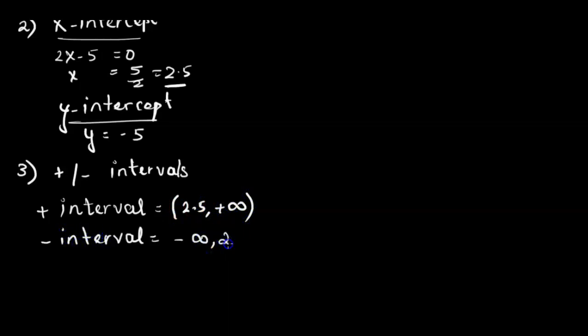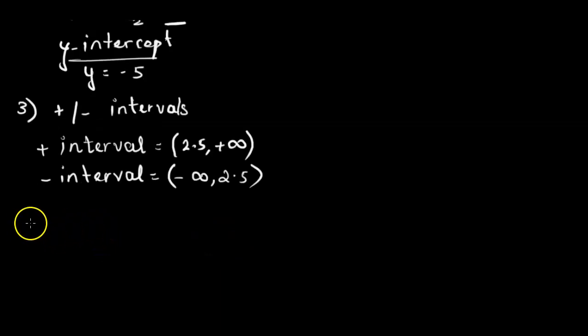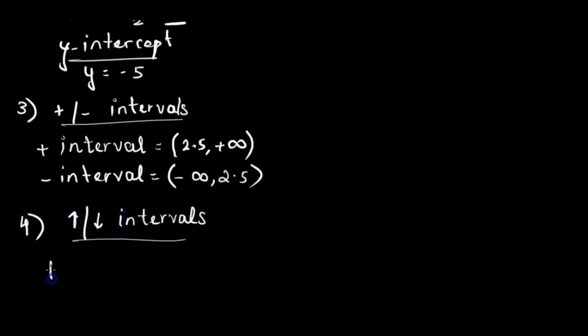Therefore, the positive interval is from 2.5 to positive infinity, and the negative interval of the graph is from negative infinity to 2.5. Next characteristic that we need to make the graph of its reciprocal function is the increasing and decreasing intervals. Let's find out what the increasing interval and the decreasing interval are in the given graph.